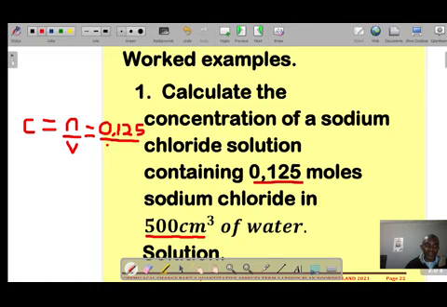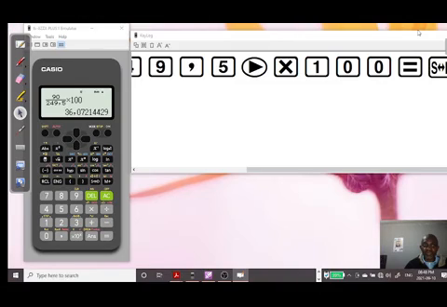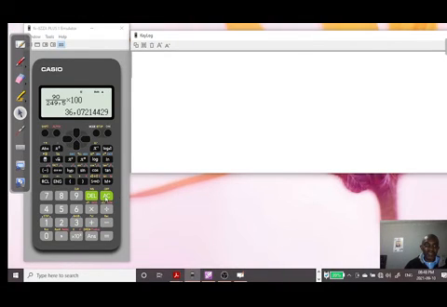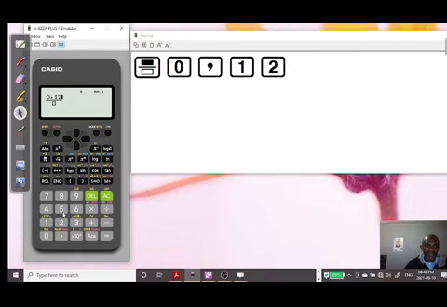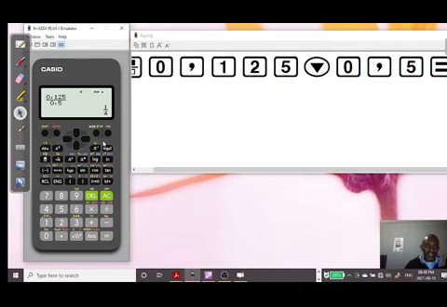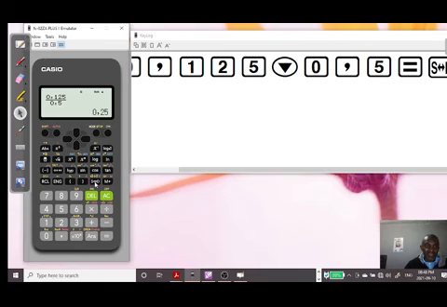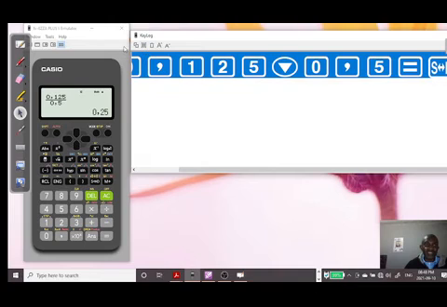Now, to get my answer, I'm going to get my calculator and divide 0.125 by 0.5. So what is my answer? My answer is 0.25, and that's my concentration, which is measured in what? Can somebody tell me how to measure concentration? It's measured in moles per decimeter cubed.